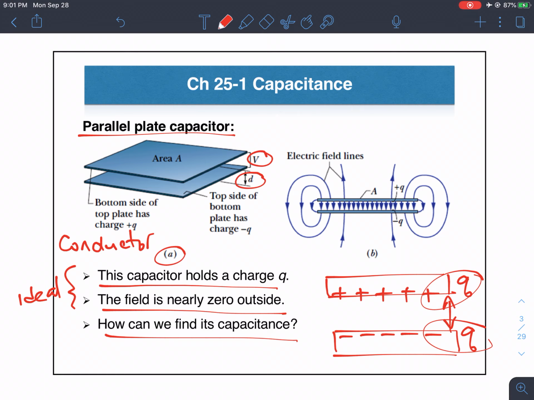So we know the equation Q is equal to CV, but you can also write C using the geometry of it, like the area, the separation and such. And we will think about how to get that.